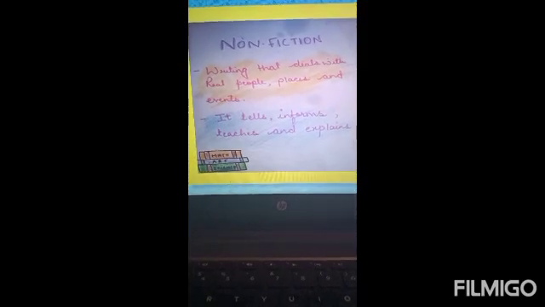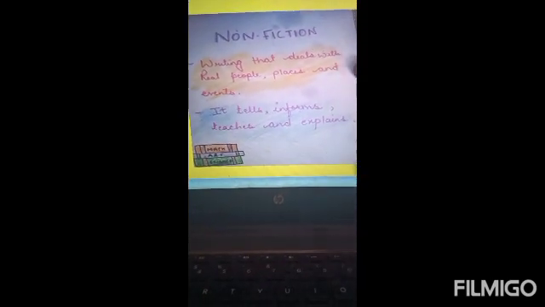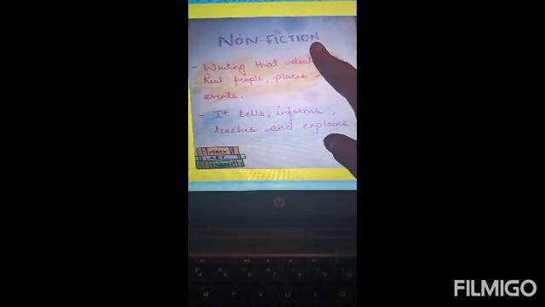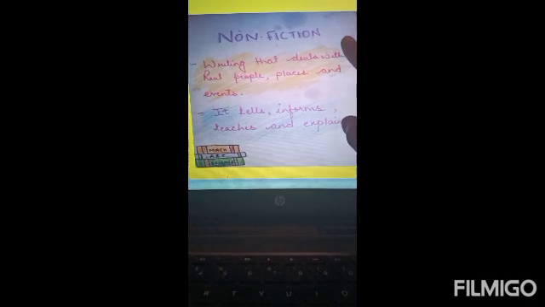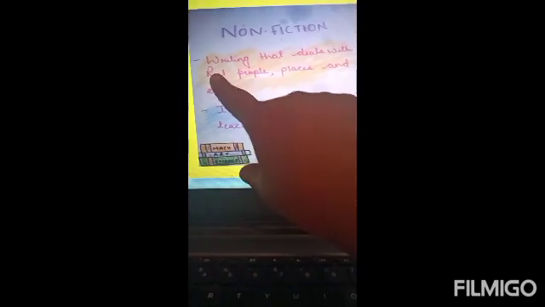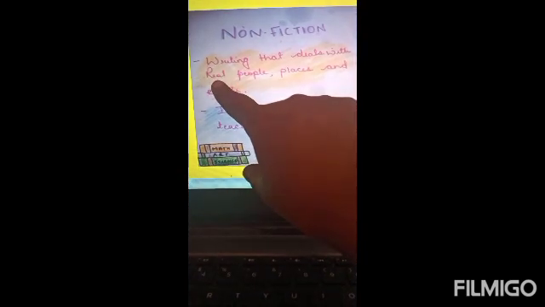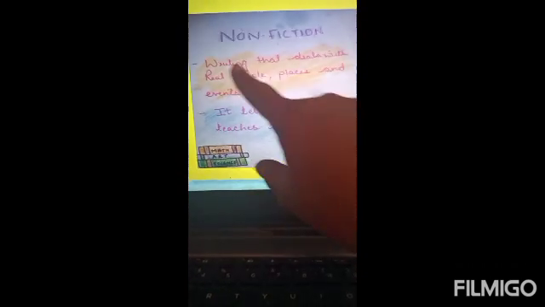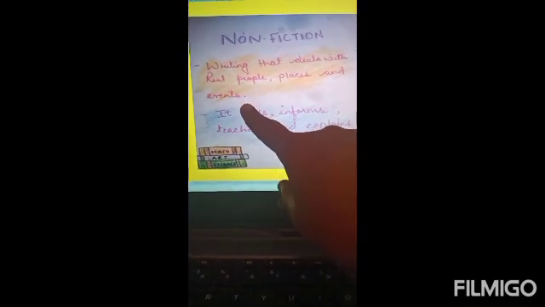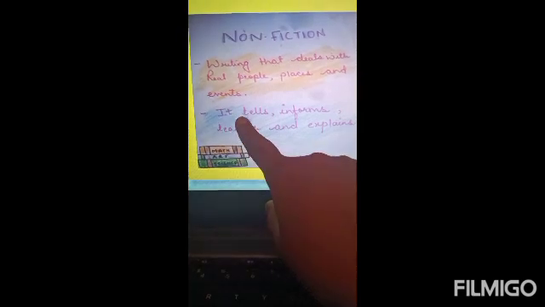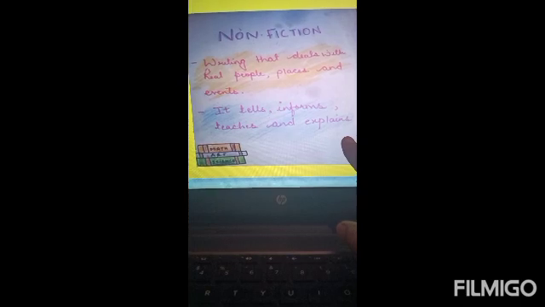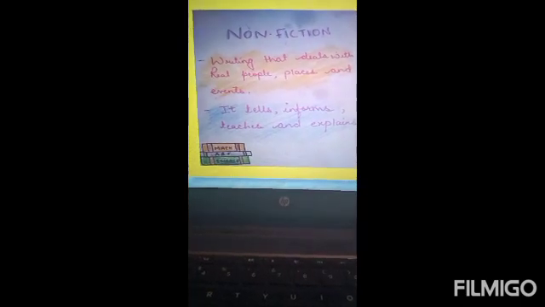Morning, class 3. So, in literacy, this is the main heading, which is non-fiction. Yes, I know you all understand what non-fiction is. Very good. Non-fiction means real. So, non-fiction writing deals with real people, real places, real events. Non-fiction writing tells us, informs us, teaches us, and explains to us. Well done, class 3.